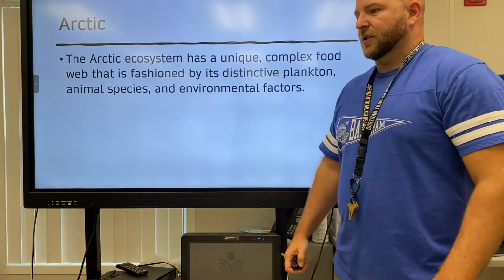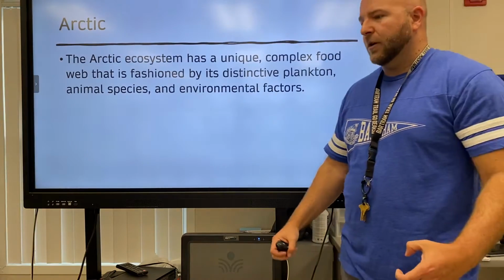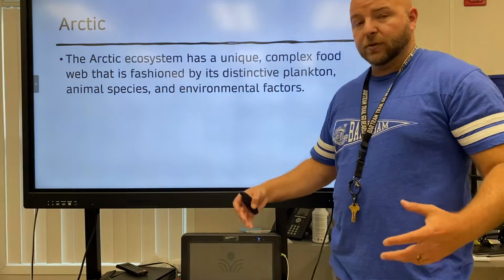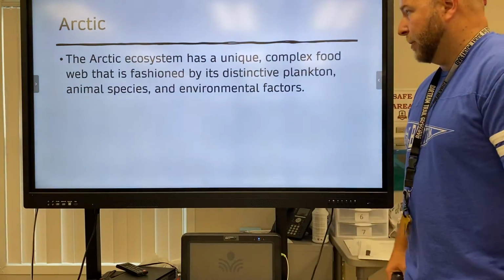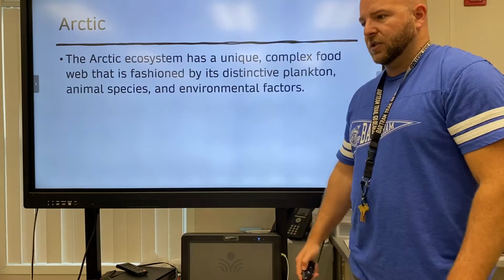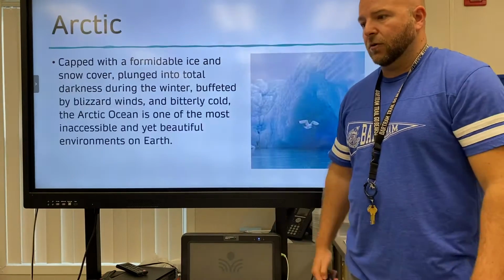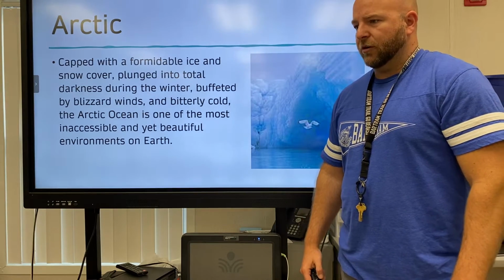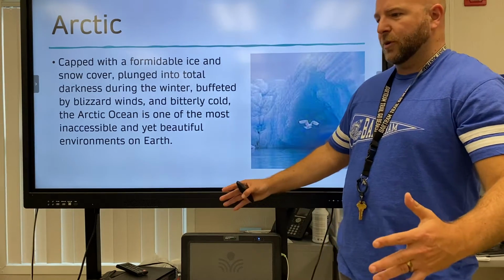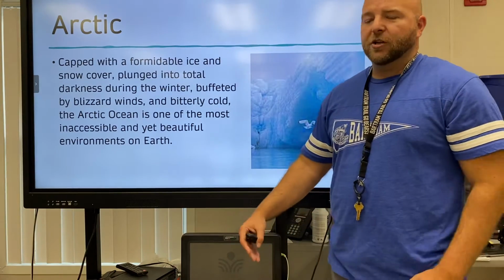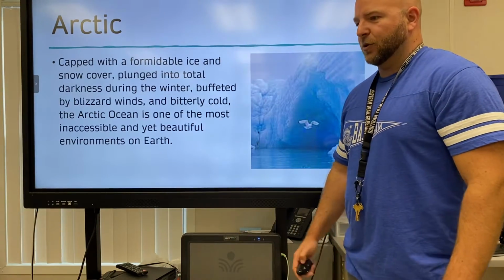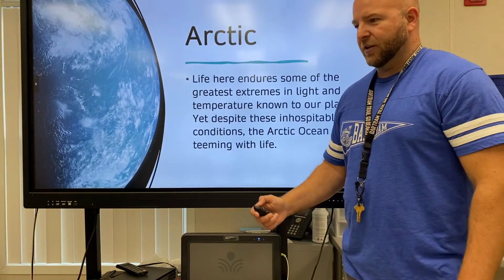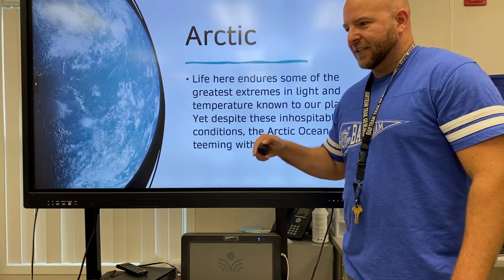The Arctic ecosystem has a unique, complex food web. It starts with plankton, phytoplankton in particular, as the base of it. You have to have primary production. But then from there, a whole web of animal species and other environmental factors play a role as well. Capped with a formidable ice and snow cover, plunged into total darkness during the winter, buffeted by blizzard winds and bitterly cold, the Arctic Ocean is one of the most inaccessible and yet beautiful environments on Earth. Yeah, copy and pasted for you.